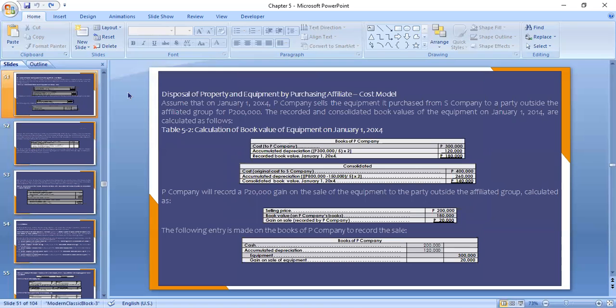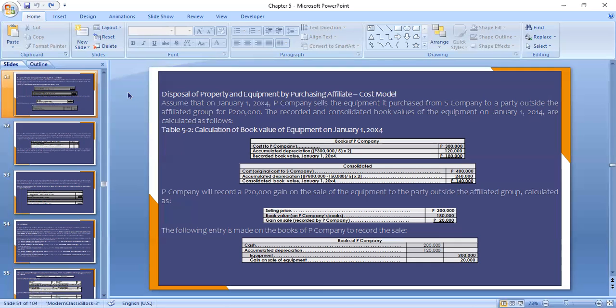So we have the year of disposal of property and equipment by the purchasing affiliate using the cost model. Assume that on January 1, 2024, the company sells the equipment it purchased from S company to a third party outside the affiliated group for 200,000. The recorded amount here and the consolidated book values of the equipment.